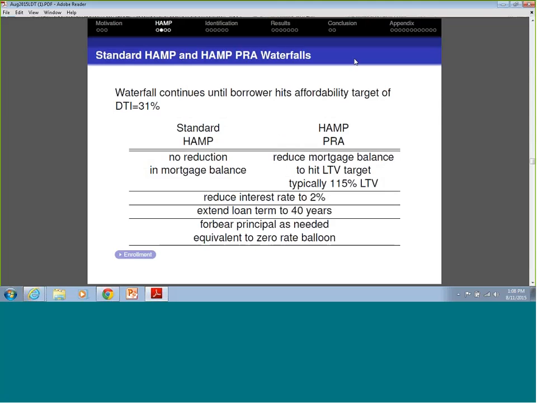So this illustrates the waterfall. You can see that the PRA starts with the waterfall, and then it moves to the rest of the standard waterfall. So if the payment reduction from principal forgiveness is insufficient to reach the target, the interest rate reduction determines the remainder, until the DTI target is reached.